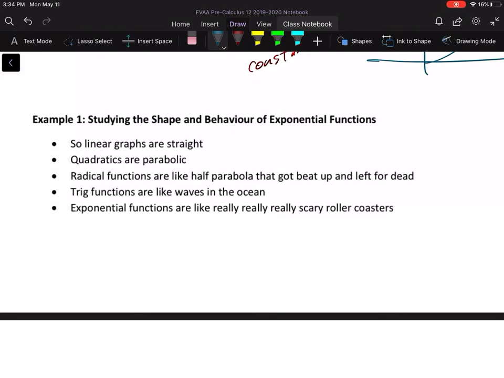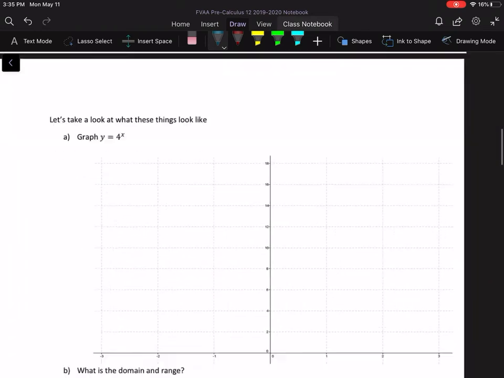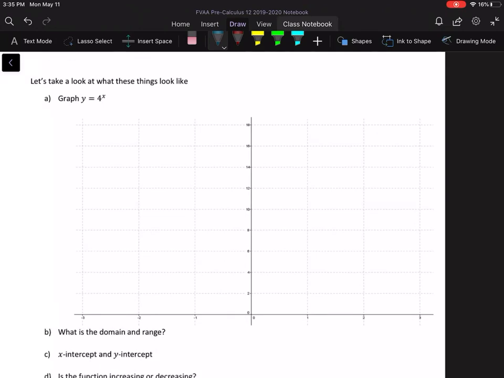So, studying the shape and behavior of exponential functions. Linear graphs are straight, quadratics are parabolic, radical functions are like a half parabola that got beat up and left for dead. Trig functions are like waves in the ocean, and exponentials are like really, really, really scary roller coasters. Okay, so let's take a look at what one of these might actually look like.